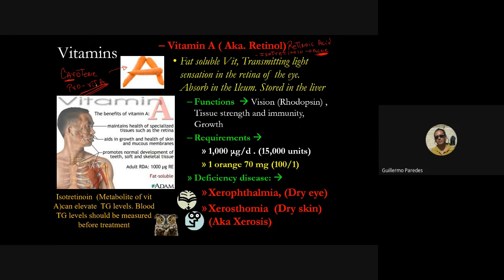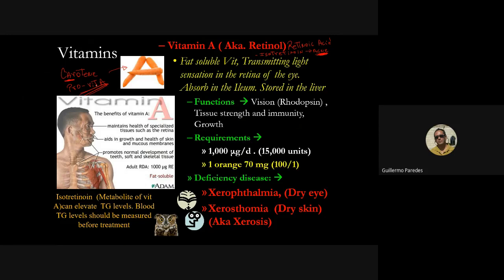All right, so we need to remember that the main function of this vitamin is vision, the rods. We have the rods and the cones, right? Remember, rods contain a substance called rhodopsin. What is the vitamin A doing here? Vitamin A regenerates or produces this rhodopsin, which is a substance that is in the rod receptors.